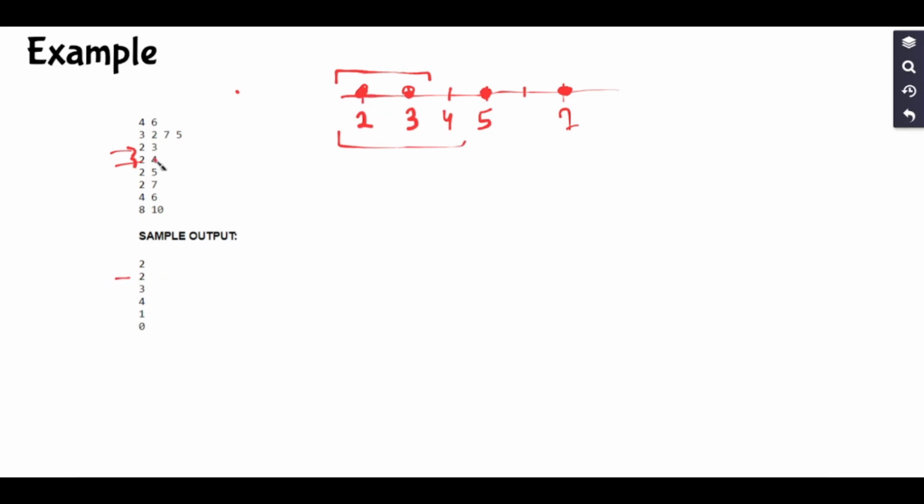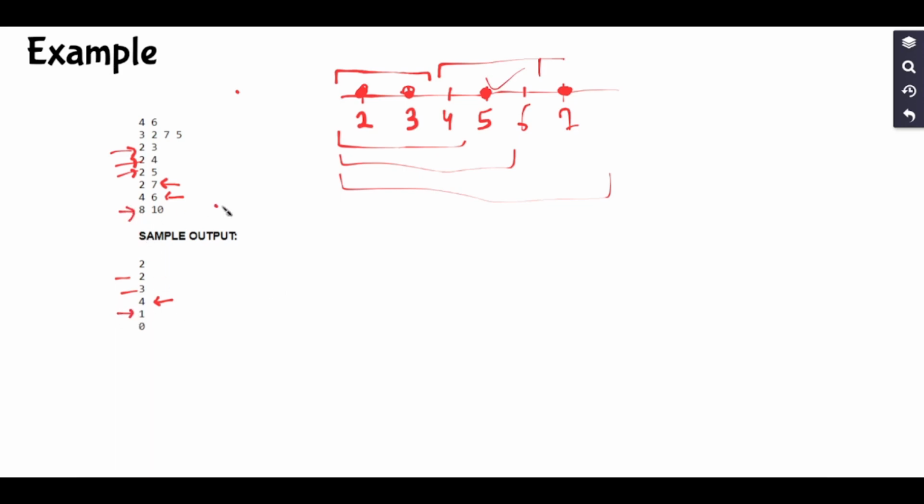So the answer is 2. Then we ask the third query, that is from 2 to 5. And there are 3 hay bales at 2, 3 and 5. So we print 3 for this query. We move to the next query, that is from 2 to 7. The hay bales would be at 2, 3, 5 and 7. So the answer is 4. Next query from 4 to 6, that is from here to this point. So 6 is here. How many hay bales are there? Only 1. So we print 1 here.